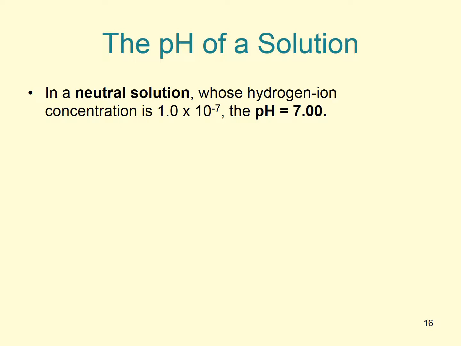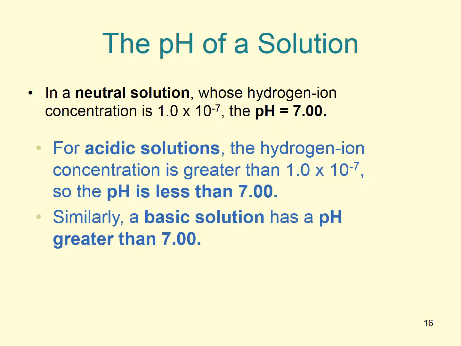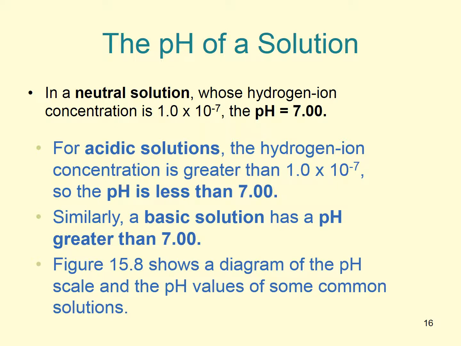Now in a neutral solution, you take the negative log of 1 times 10 to the minus 7th, and you get a pH of 7. So what does that mean? For acidic solutions, the hydrogen ion concentration is greater than 1 times 10 to the minus 7th. But remember that greater will just mean a smaller negative exponent, right? So the pH is going to be less than 7, because a number greater than 1 times 10 to the minus 7th will actually have a smaller negative exponent. So a basic solution will have a pH greater than 7. And of course, a neutral solution will have a pH of 7.